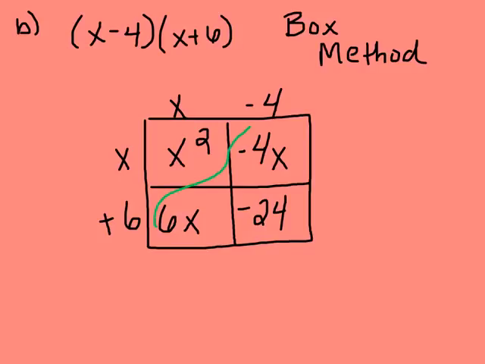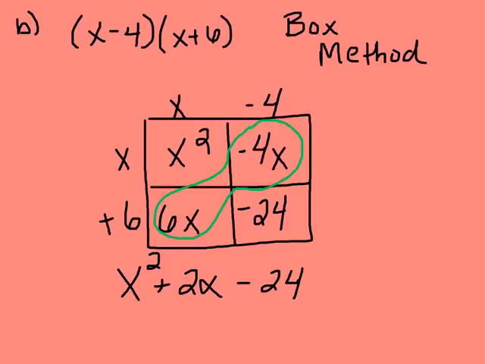Notice here, my terms in the middle again are exactly the same. They are like terms. So I can go ahead and write my final answer by taking x squared out of the top, 6 minus 4, which gives me positive 2x, minus 24. We solved B by using the box method.